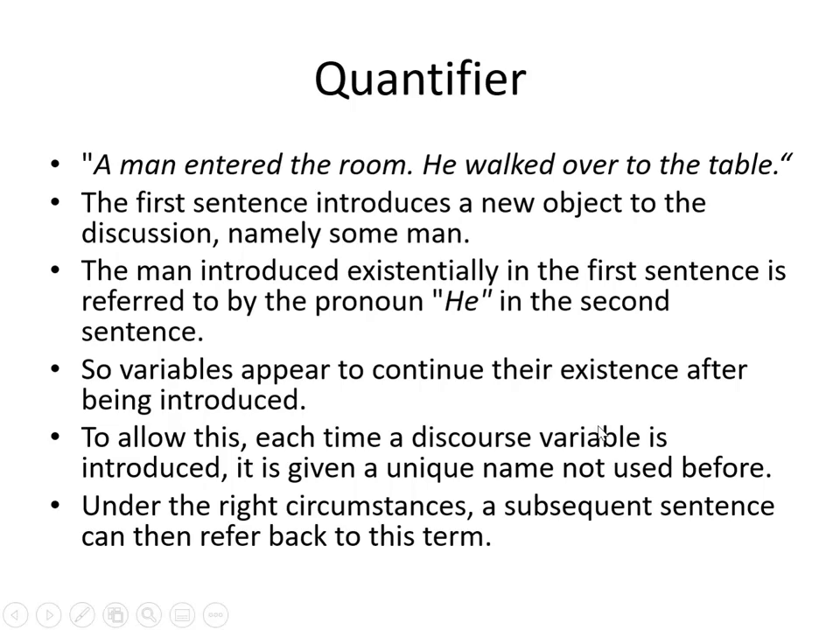Here you can see the sentence: a man entered the room, he walked over to the table. In the first sentence a new object is introduced, a man, introduced existentially, and it is referred to by the pronoun he in the second sentence. So variables appear to continue their existence after being introduced. To represent this type of scope, we will require quantifiers.